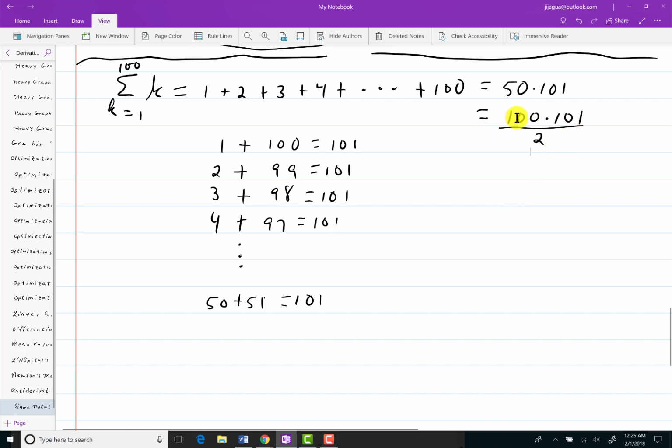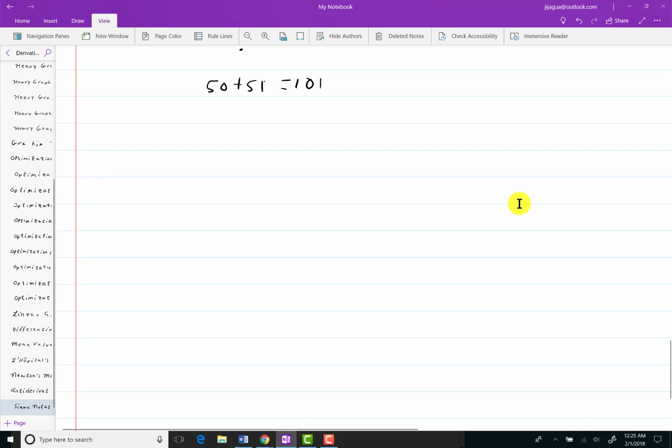This is the formula in which it appears. This is the way that we would use the formula. In that, I mean that if I get the sum from k equals 1 to n of just the letter k, that equals n times n plus 1 over 2.